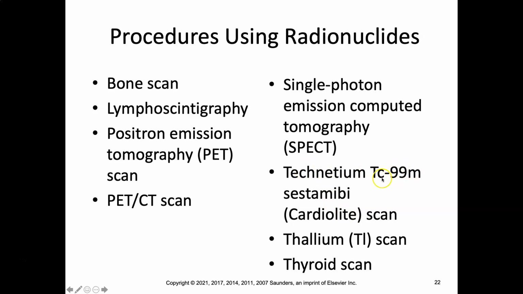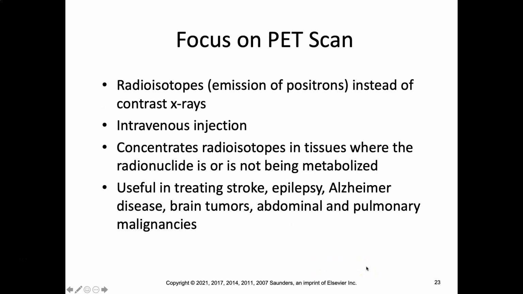You'll never need to know this unless you actually go into nuclear medicine as a field. Otherwise, you'll never hear about it, never see about it. They'll talk about cardiolite scans, and that has to do with the heart, with the field of cardiology. Thallium scans are also cardiology scans, and then thyroid is just what it says.